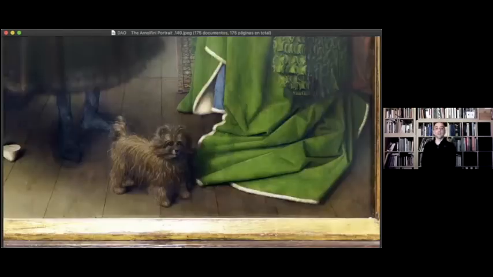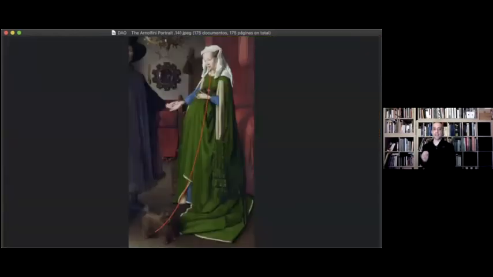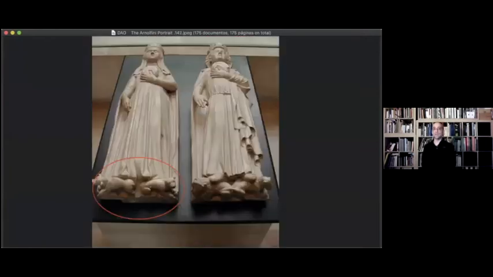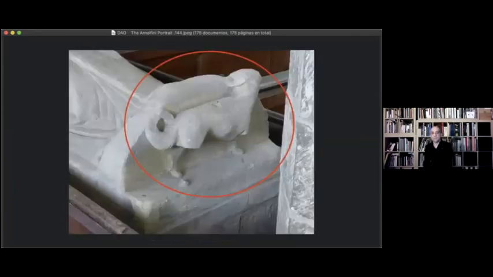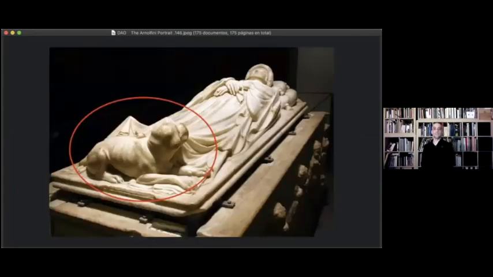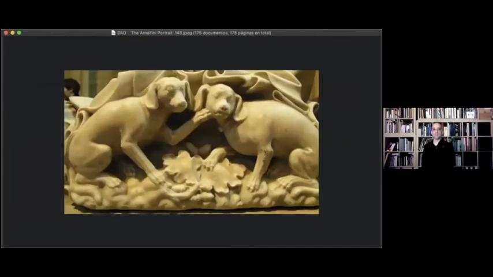There is a dog there at their feet. There is a long tradition of a dog representing loyalty and fidelity. Anybody who has a dog knows how loyal they can be. But remember the point, it's all about the context. Then we can look at the common practice of placing dogs at the feet of women, particularly in tomb effigies. And going back into the Middle Ages, you can see sculptures of women on the tomb with dogs at their feet. There are many examples of this.